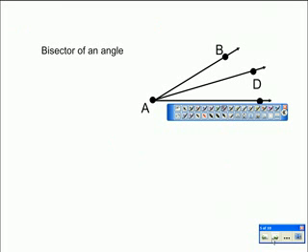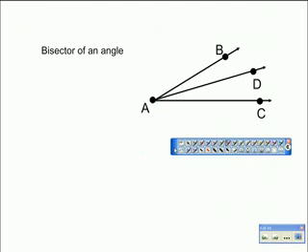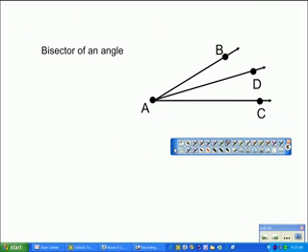Bisector of an angle. To bisect something means to cut in half. So the bisector of an angle is a ray that cuts an angle into two equal parts. So the angle measure is cut into two equal amounts of degrees.